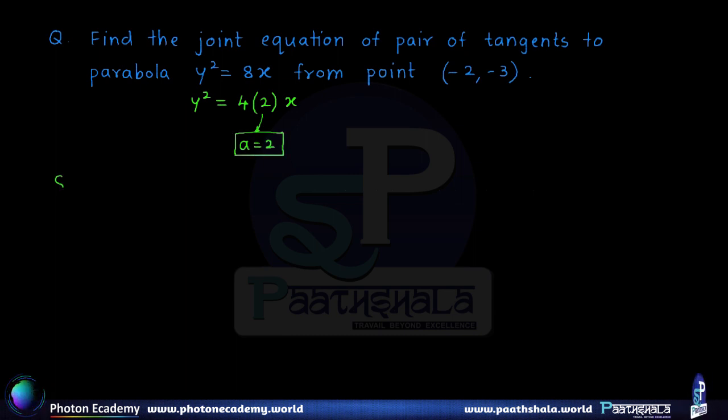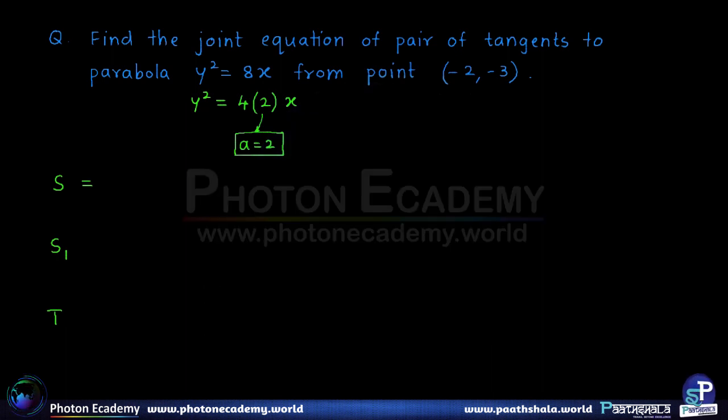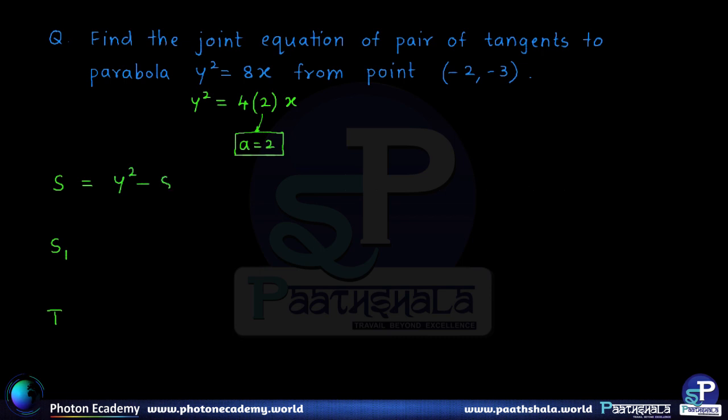Now let us write down the expressions for S, S1 and T, which is what we need. Now S stands for the equation of the parabola in the form in which all terms are on one side and 0 on the other side. The equation of the parabola is y square equal to 8x, so clearly S stands for y square minus 8x, which is equal to 0. That is the equation of the parabola.